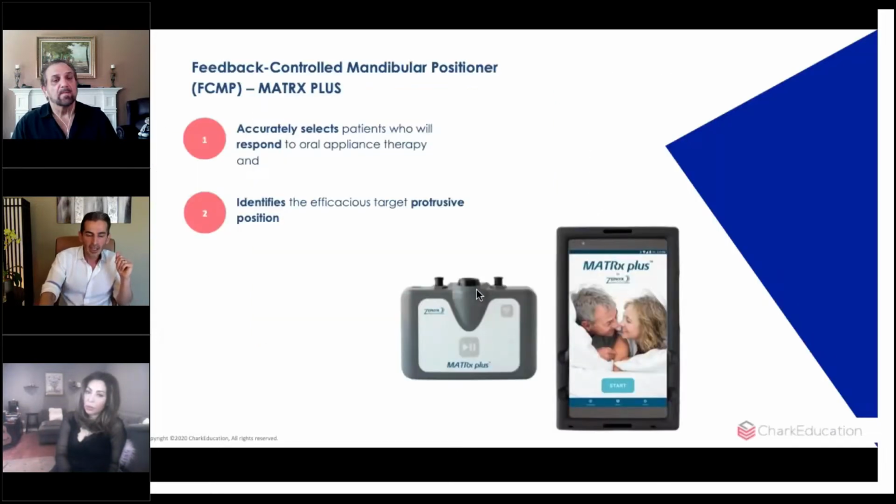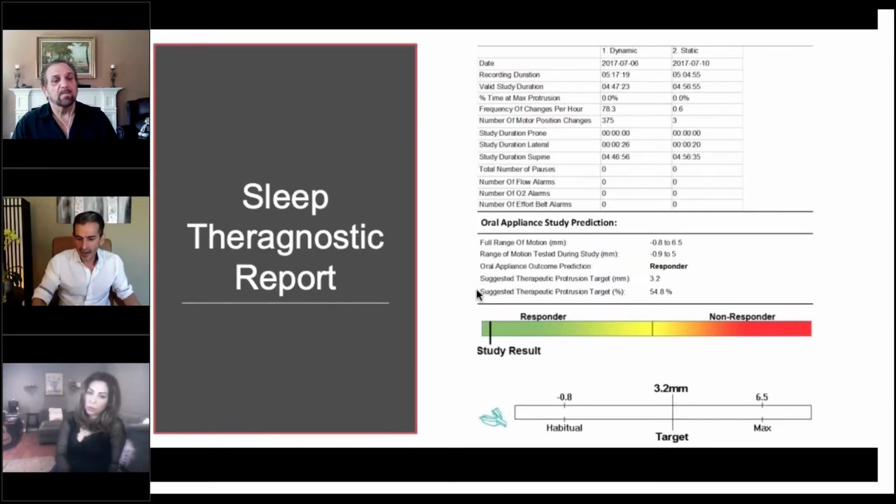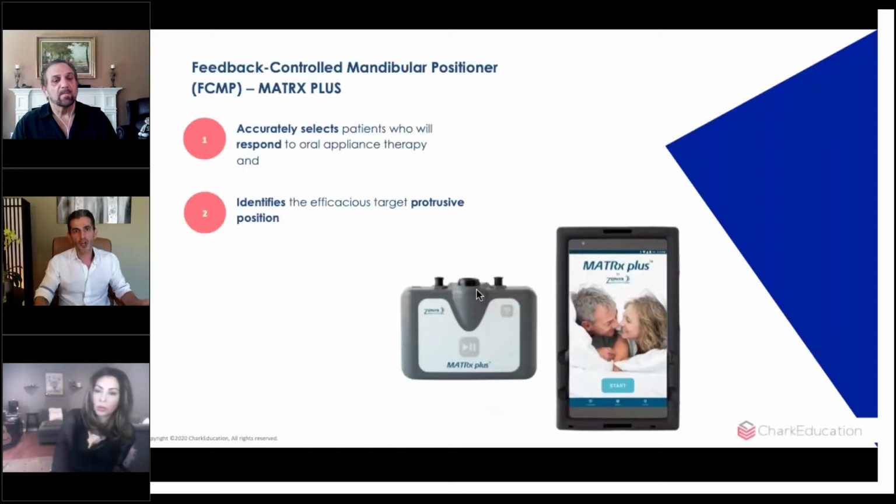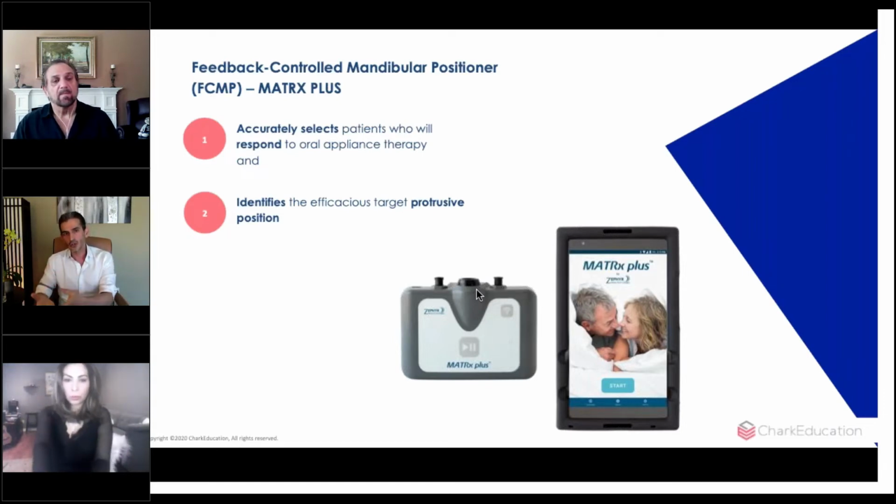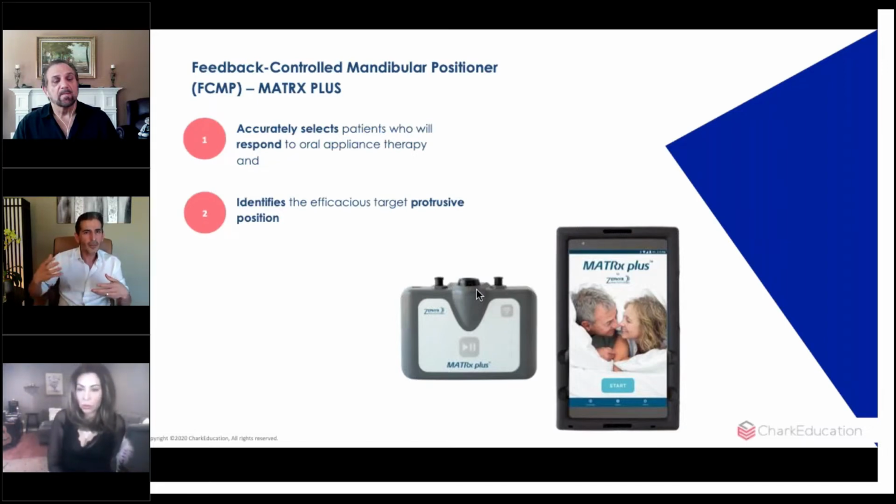The third technology that we use is, of course, Matrix Plus. We use that a lot for our treatment planning phase. When we talk about treatment planning, there are many different variables that we take into consideration in our clinical treatment planning. That includes their CBCT 3D imaging file, their dental treatment, patient preference, patient medical comorbidities, and also whether or not they're a responder to oral appliance therapy, and exactly at what position. These are many different factors that we should consider when we start treatment planning patients.